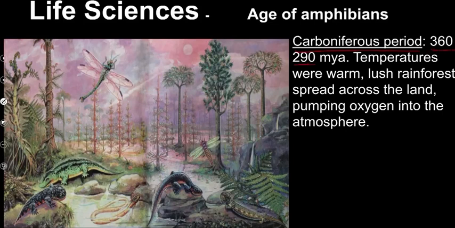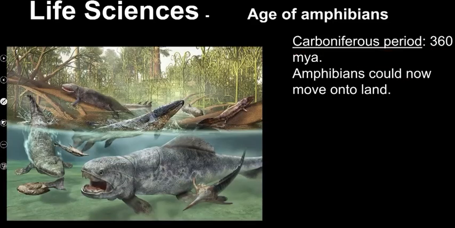360 to 290 million years ago, warm temperatures, lush rainforests, and because the rainforests were lush, they pumped oxygen into the atmosphere. So the oxygen level rose up to about 35% of the atmosphere.